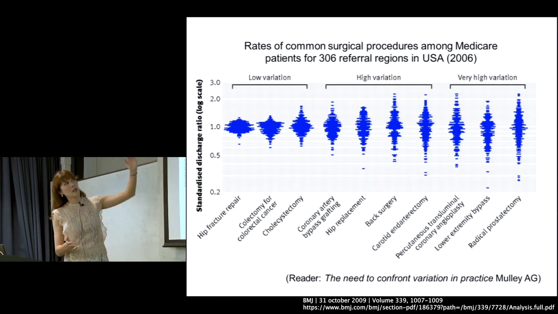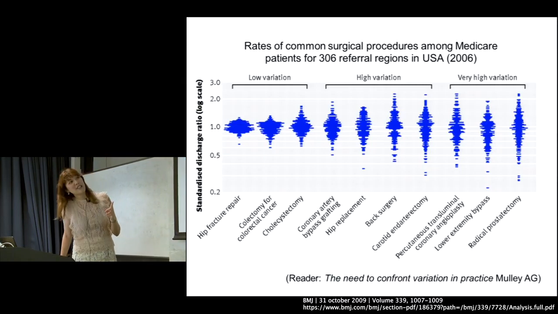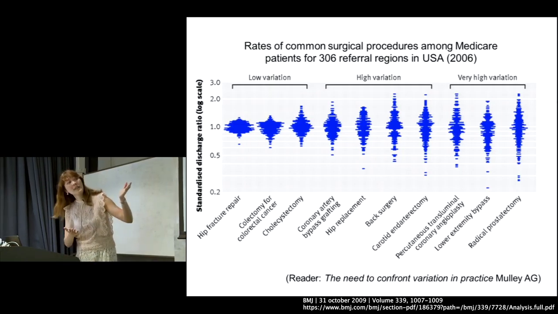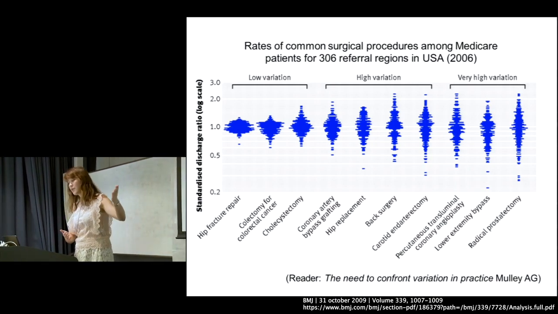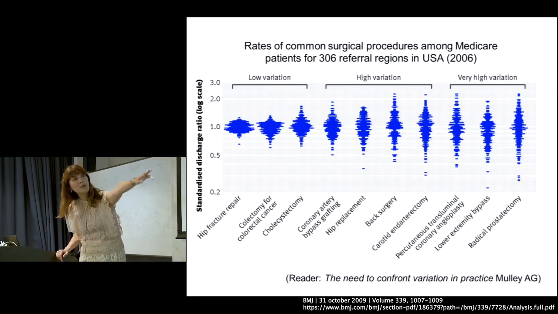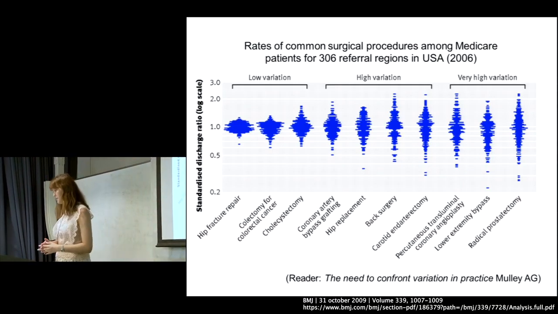Each line is a region or district in the States. All the way to the other end, radical prostatectomy. Look at that variation. That's huge. There are hugely divergent views on whether or not, and we don't know which district you want to be in if you have prostate cancer. Is it that you don't have a radical prostatectomy, or is it that lots are referred for radical prostatectomy?